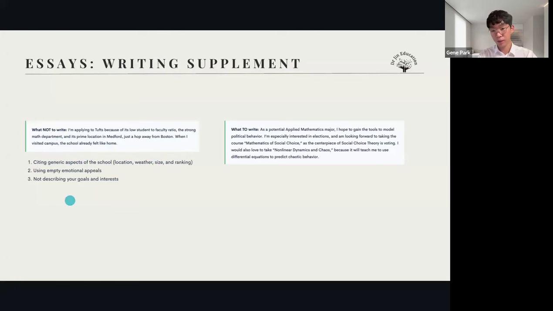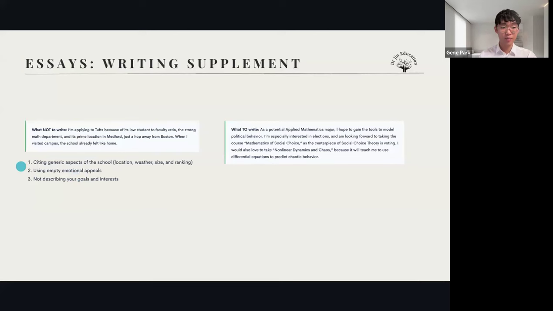Now, there's a multitude of things wrong here, but firstly, the student cited generic aspects of the school: location, weather, size, and training. You don't want to do that. That means for pretty much any selective institution, you would be writing this sort of essay. You should never say, I'm applying to Yale because it is prestigious and highly selective and I like the challenge. No, don't do that. A lot of other schools are highly selective and anyone could have said that, right?